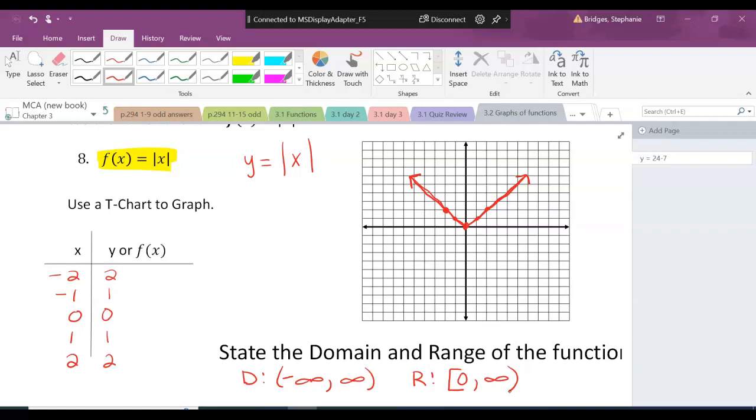Anybody have any questions? Again, this is just so that we are very familiar with what each of these look like. It's not that we have to memorize them, but we're going to start talking about shifts and transitions, and we need to have an idea of what the graph looks like before we do that.